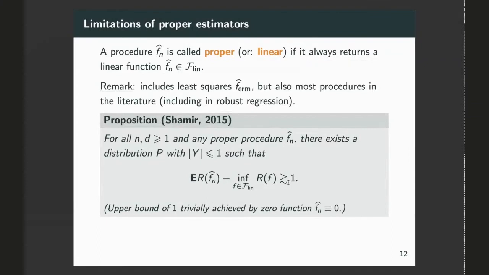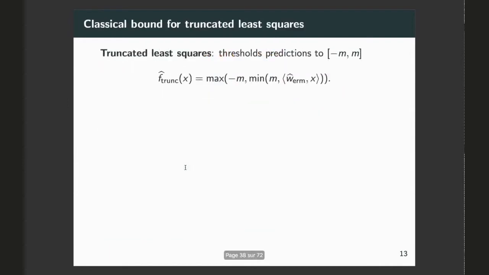Okay, and so this is not a satisfying bound because this is true for every n. In particular, it's a constant, it doesn't go to 0. It's actually a trivial bound because under the boundedness assumption, I can always have a risk of 1 by just outputting the 0 function. So this is not an informative bound at all. It's a constant. It doesn't go to 0. And so basically it means that we cannot get any non-trivial bound without assumption on X if we restrict to proper procedures, so to procedures which return linear functions. So we have to look at different types of procedures.